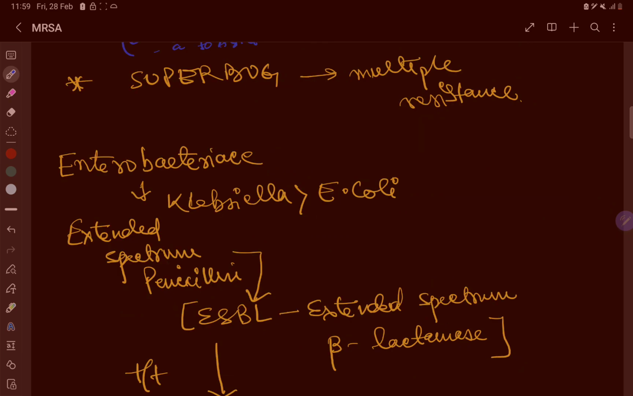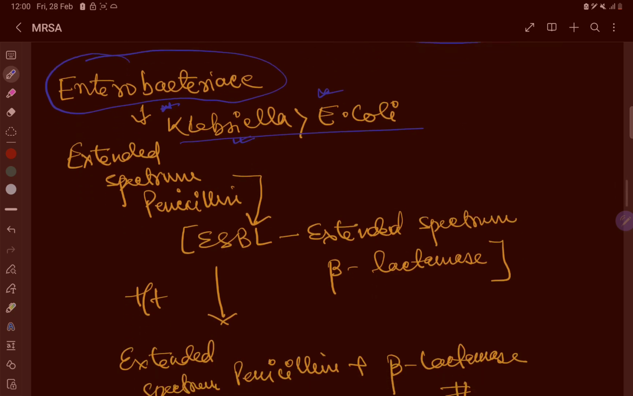Okay, now for superbug there is multiple resistance in the same bacteria, you know, so this bug is called a superbug. Okay, now in the Enterobacteriaceae family there is the most important E. coli and Klebsiella. Okay, the Klebsiella is developing resistance a lot. It's creating a lot of problem in our hospitals, and in the nosocomial infection it's caused the death of a patient which are admitted in the ICU, right?